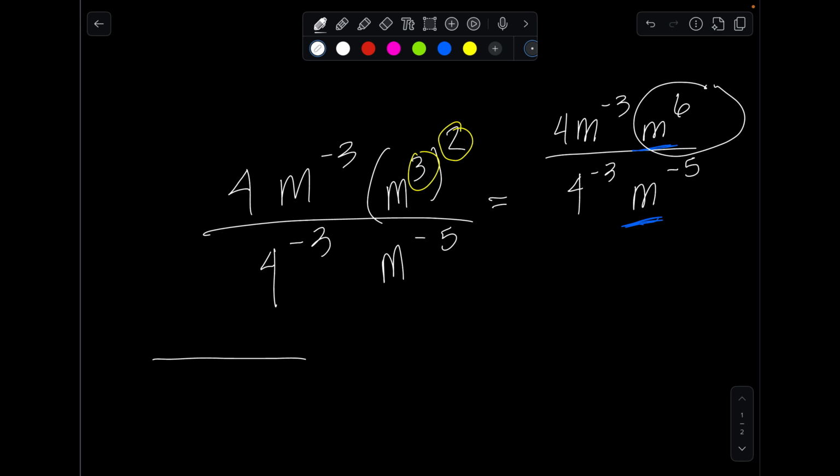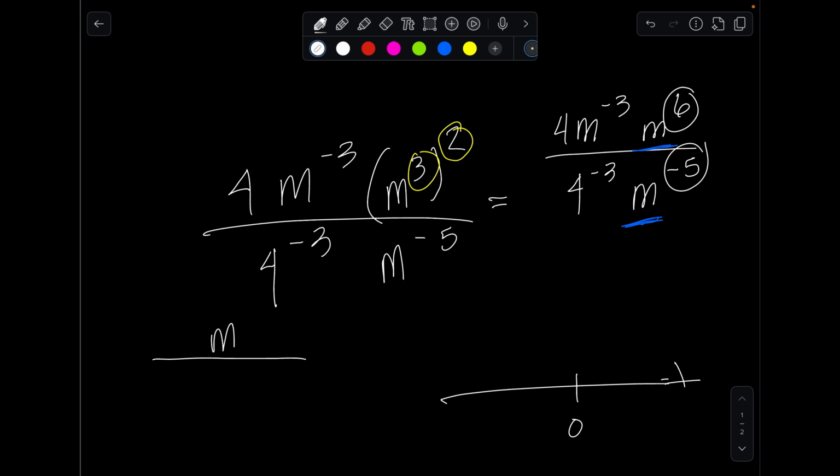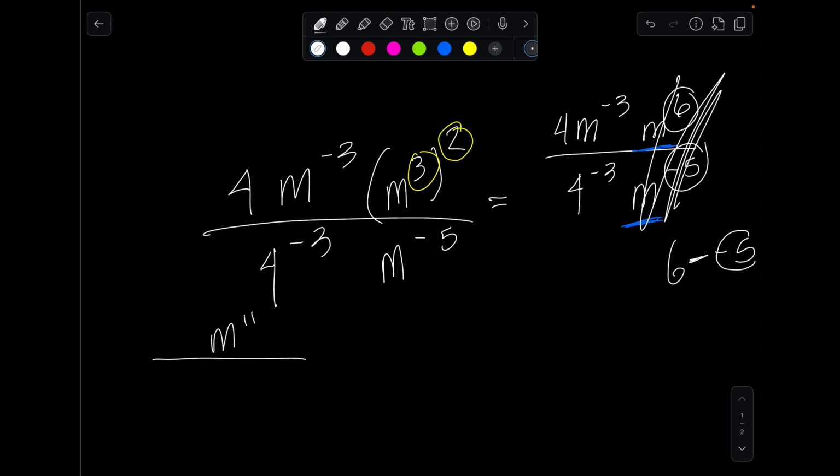There's 6 at top. So m by how much? Well, the difference between 6 and negative 5 is 11, right? So you can also do it this way, 6 minus negative 5. It's just subtracting that negative 5. So m to the 11th power. So you're done with that. And then rewrite the rest.